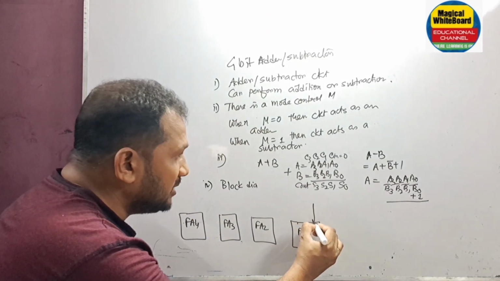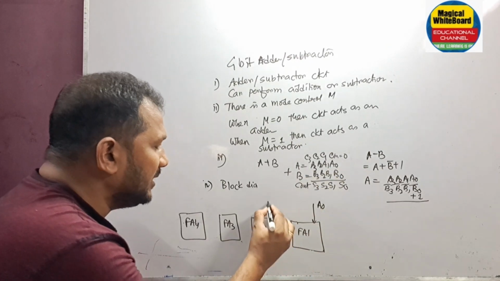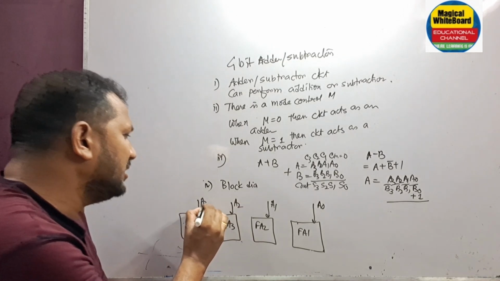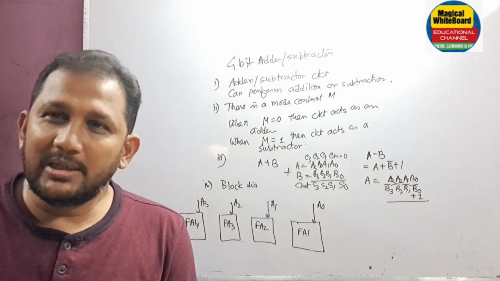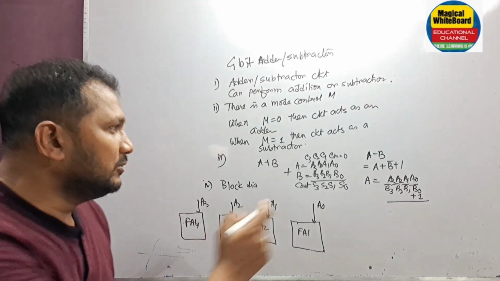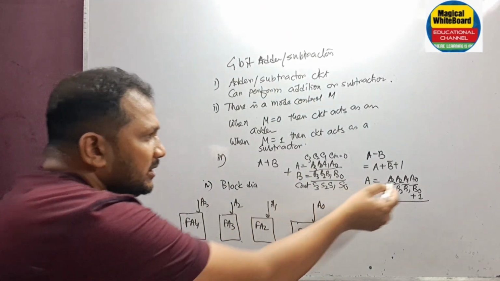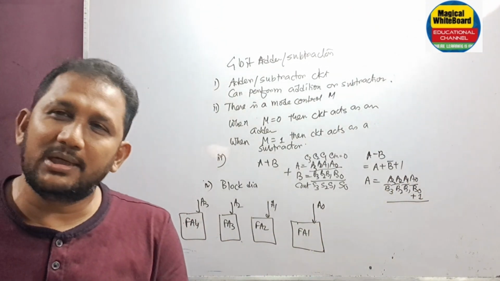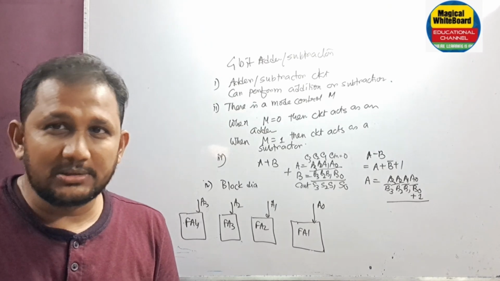So in this case A0 remains same, A1 remains same, A2, A3 remain same. Why do they remain same? Because they directly connect to the circuit. No need to convert them as complement or anything. So here A0, A1, A2, A3. Here in case of subtraction also A0, A1, A2, A3. So A0, A1, A2, A3 directly input to this full adder circuit.